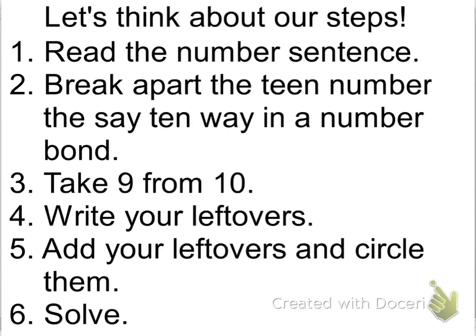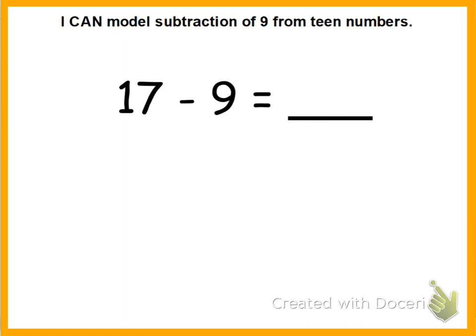So, let's look at this. We have 17 minus 9. So we write our number sentence, since that was step number 1. Step number 2, we have to break apart the teen number, the say teen way, in a number bond. Well, we know that 17 is our teen number.